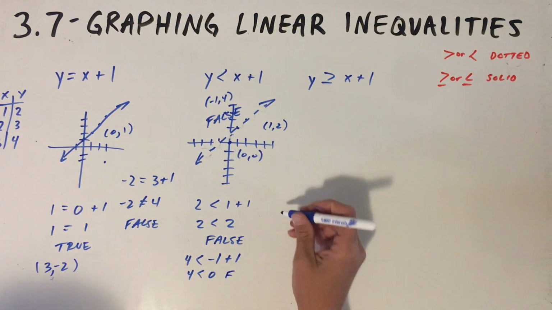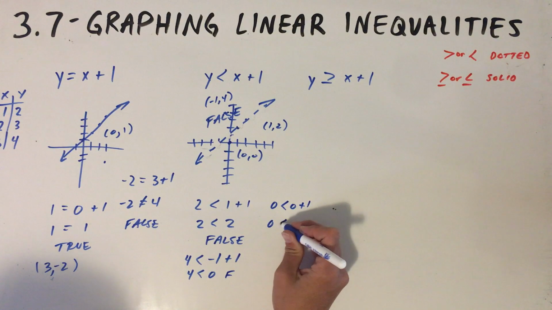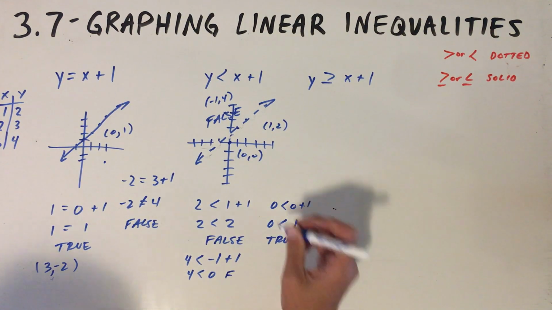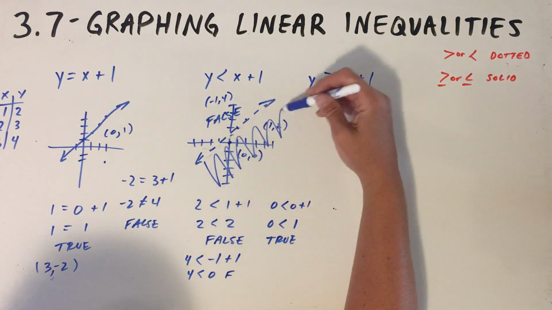But what if I plugged in 0, 0? Well, 0 is less than 0 plus 1. 0 is less than 1. Well, that's true. Okay, so the point that's not on the line right here makes the statement true. That means that everything over here is true.